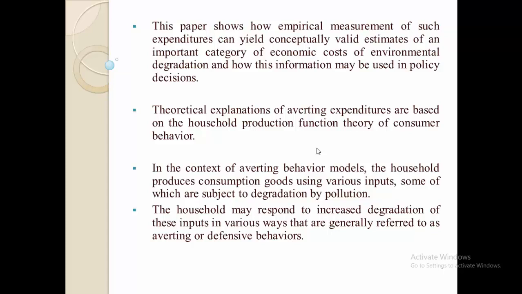Theoretical explanations of averting expenditures are based on the household production function theory of consumer behavior. In the context of averting behavior models, the household produces consumption goods using various inputs, some of which are subject to degradation by pollution. The household may respond to increased degradation of these inputs in various ways that are generally referred to as averting or defensive expenditures. For example, in order to avoid contaminated water, households spend on the installation of filters and the use of mineral water. They are examples of the averting expenditures.